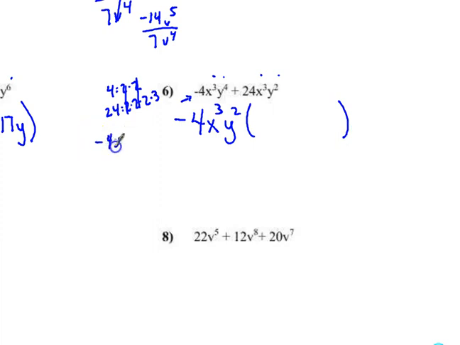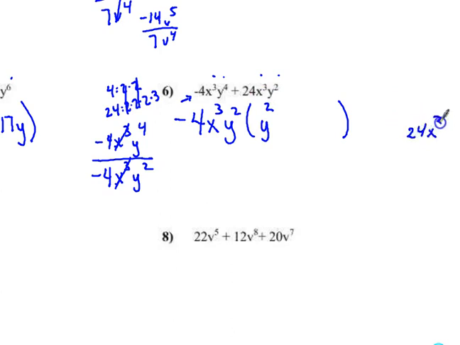So negative 4x3 y4 over negative 4x3 y2. Remember, this is the common factor that we're saying is right here. Negative divided by negative makes a positive. x3 over x3 cancels. y4 over y2, well, 4 minus 2 is 2. So this becomes y2.